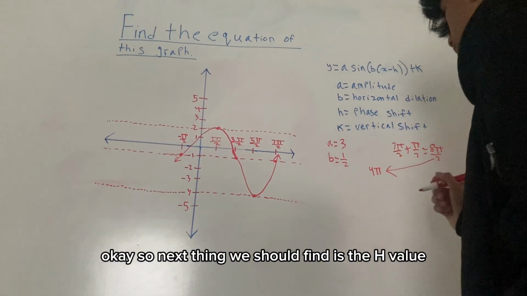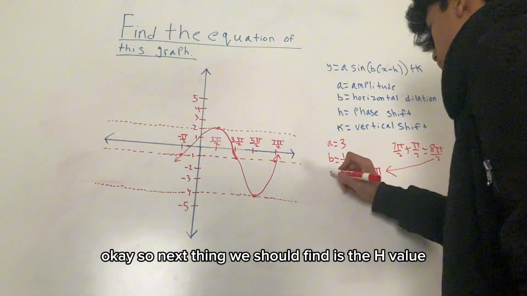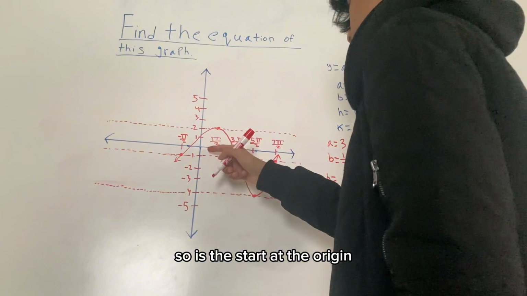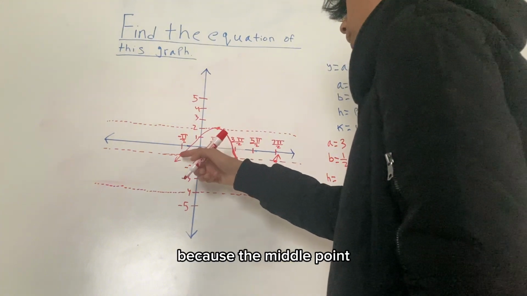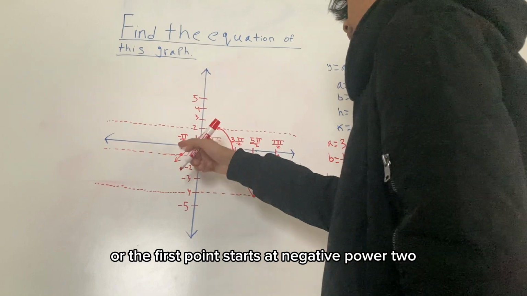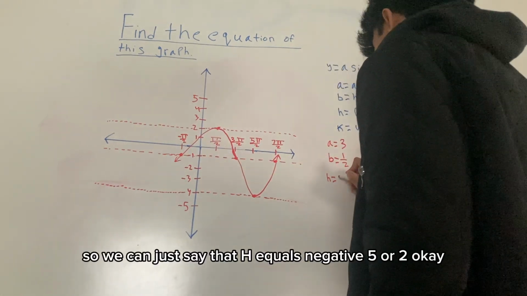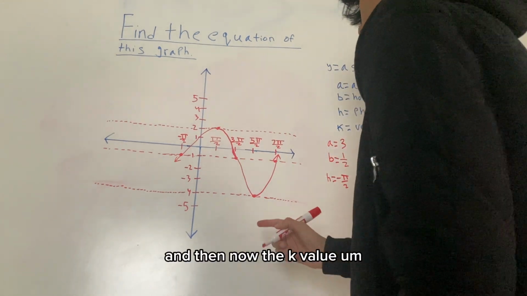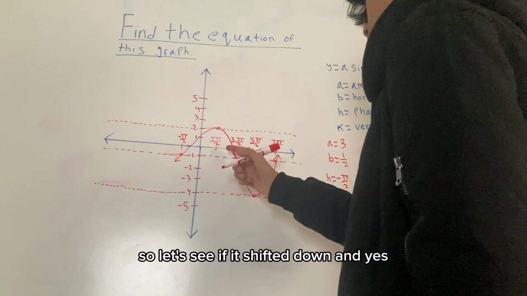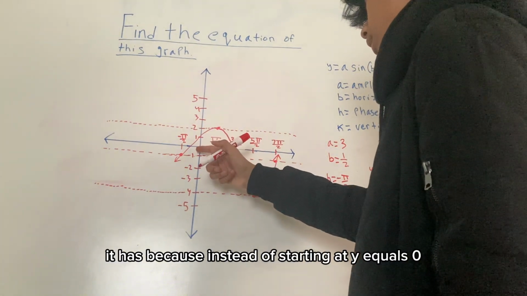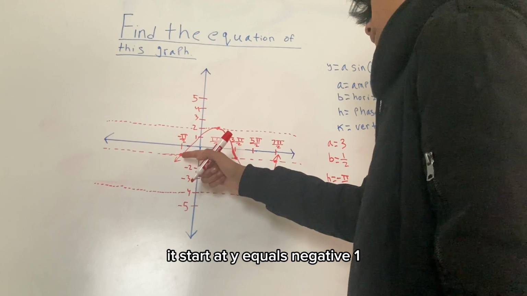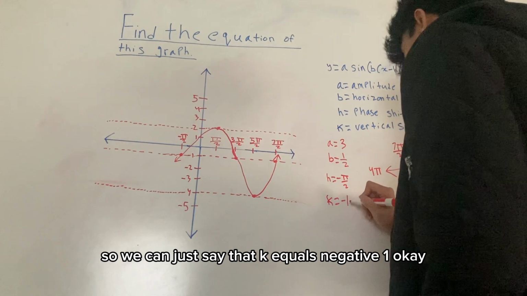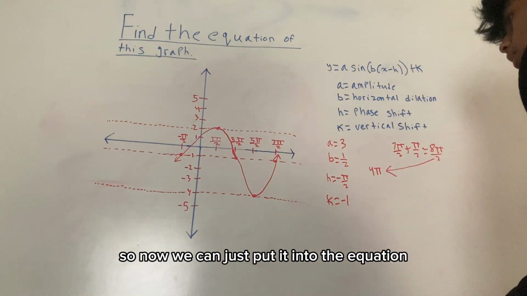Okay, so next thing we should find is the h value. So the phase shift. Is the start at the origin? No, it is not, because the middle point, or the first point, starts at negative pi over 2. So we can just say that h equals negative pi over 2. And then now the k value. Let's see if it's shifted down. Yes, it has, because instead of starting at y equals 0, it started at y equals negative 1. So we can just say that k equals negative 1. Now we can just put it into the equation.